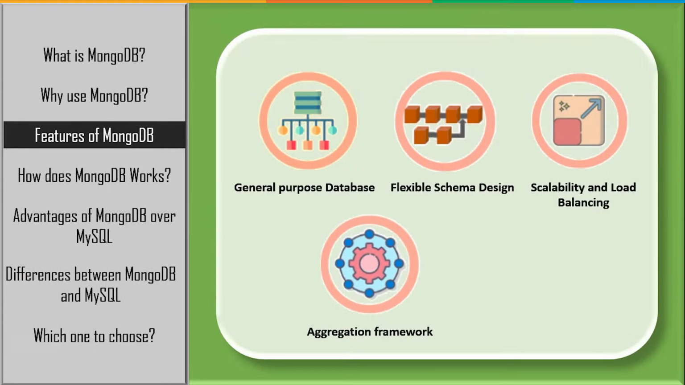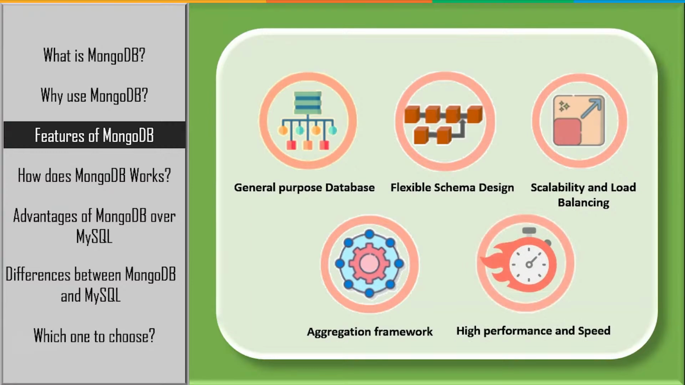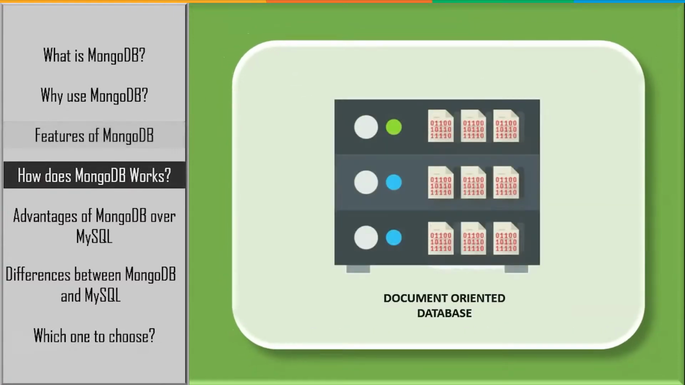Aggregation framework. Now MongoDB offers an extract, transform and load, which is an ETL operational framework, which eliminates the need for complex data pipelining. And finally, just like any other databases, it has high performance as well as speed. So those were some of the important features of MongoDB. Alright, let us now understand how MongoDB exactly works, guys.